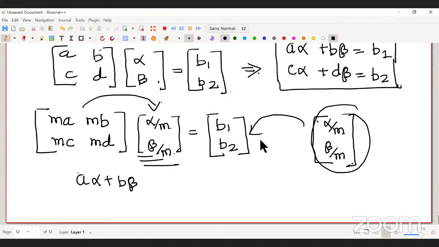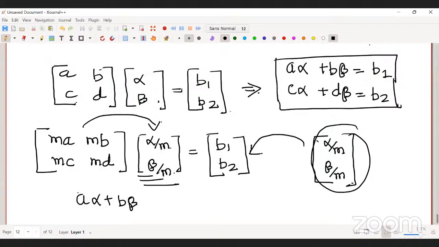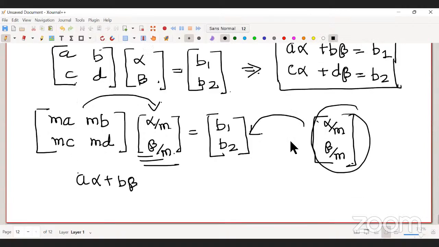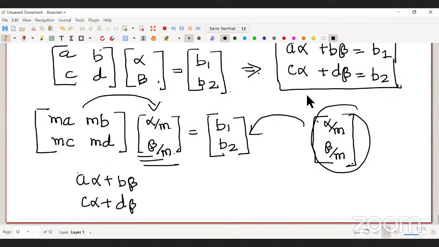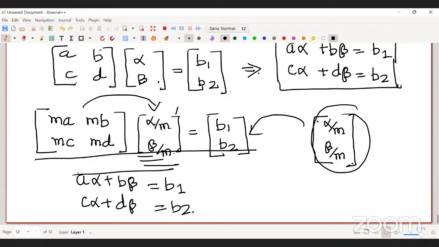Now if I slightly modify and take x1 to be alpha by m and x2 to be beta by m, and if I multiply this thing, what I am getting is a alpha plus b beta, plus c alpha plus d beta. And previously I already know that a alpha plus b beta is b1 and c alpha plus d beta is b2. So basically then I am getting b1 and b2. That means this equation holds. That means this is a solution.